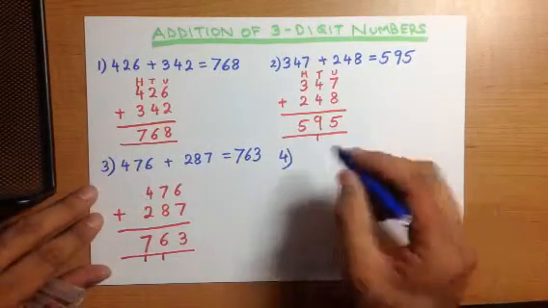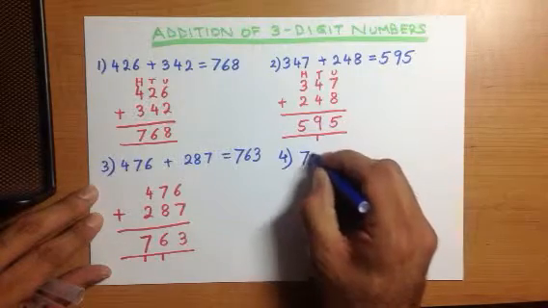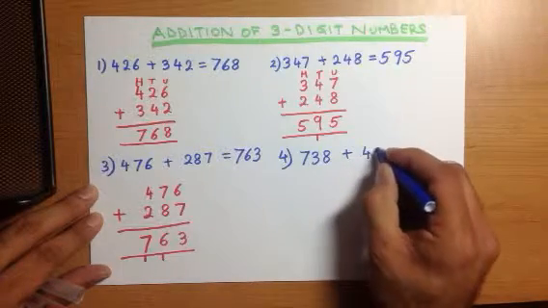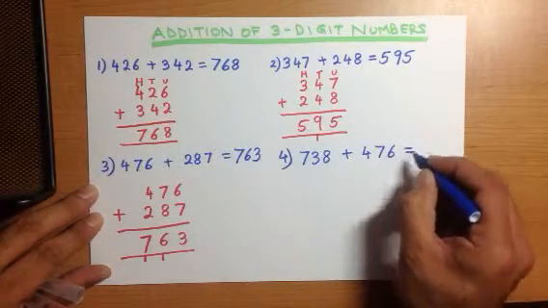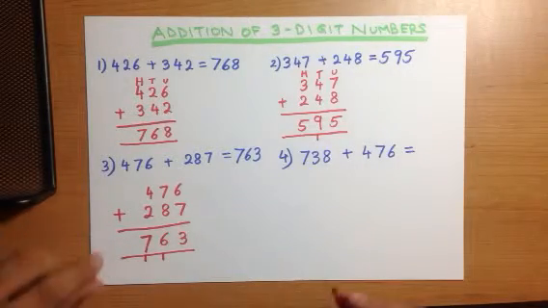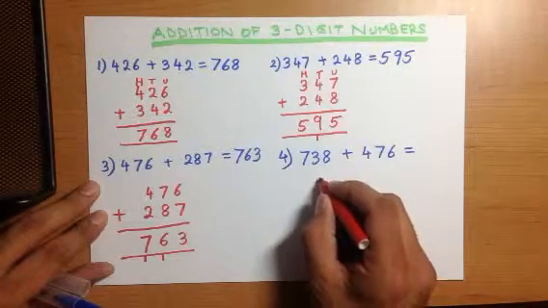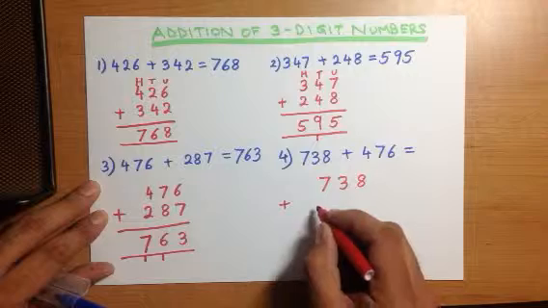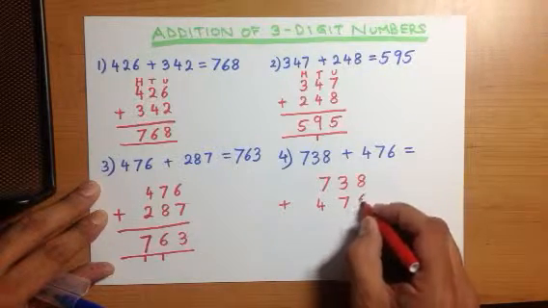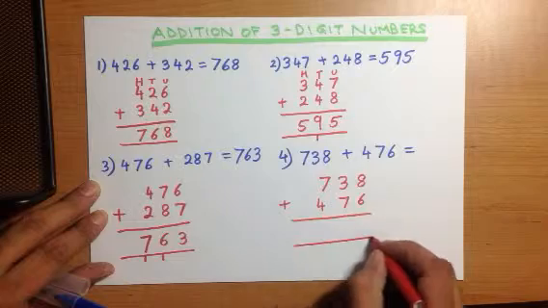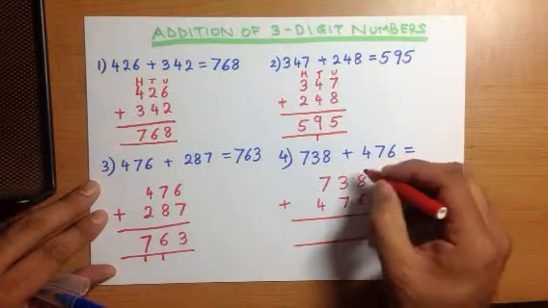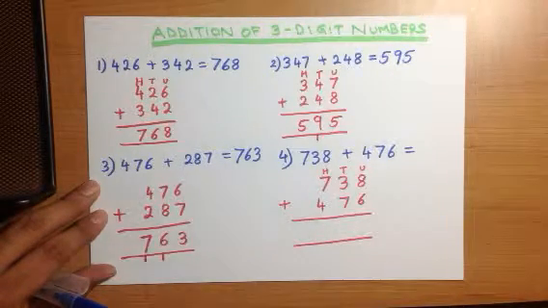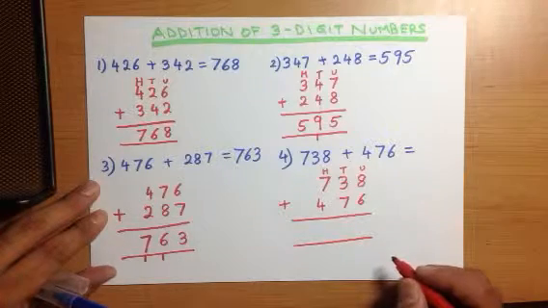Number 4. We'll now look at a bit more tricky one. 738 plus 476. Again, let's write this down in the vertical format. 738 plus 476. Okay. Let's label the columns. Units, tens, hundreds. There is a reason why I've done that. We'll come to that in a moment.